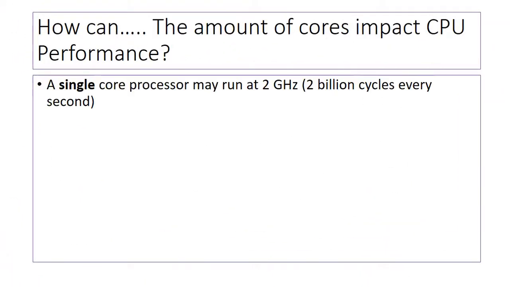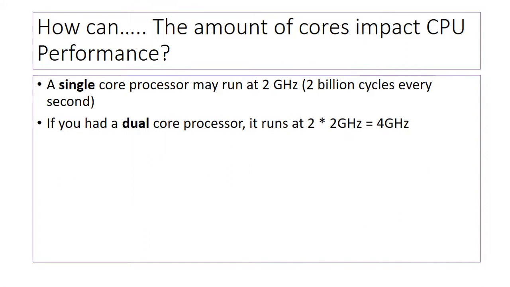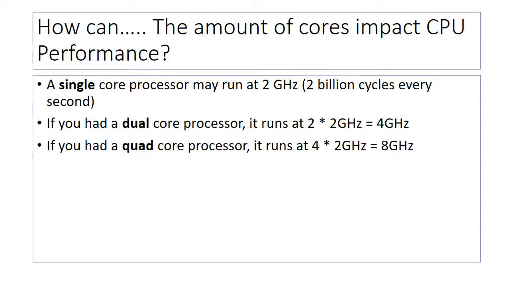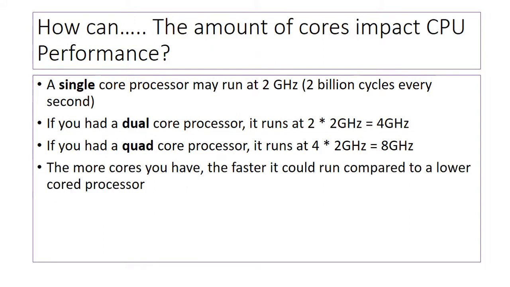If we look at the amount of cores, a single core processor may run at 2 GHz, 2 billion cycles every second. That's good. But if we have a dual core processor, that runs at 2 times 2 GHz, which is 4 GHz. So we've seen that the cores have doubled, which means the speed has increased as well. If we had a quad core processor, that runs at 4 times 2 GHz, which is 8 GHz in total. So you can see the amount of cores impacting the speed. The more cores you have, the faster the PC will run.